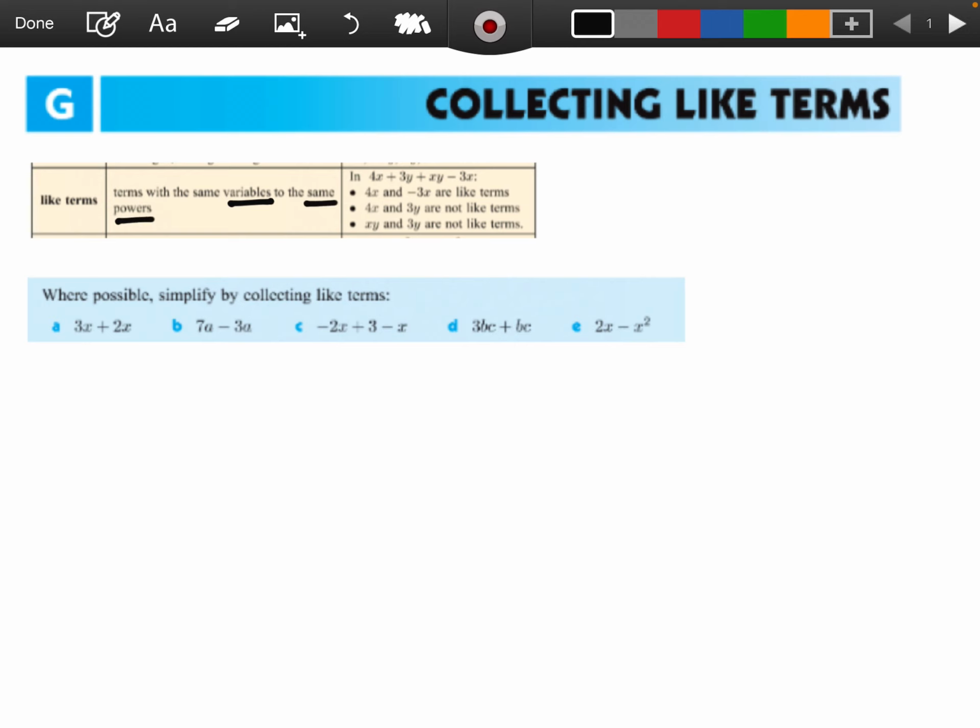You'll often hear it said that they're the same variable form, meaning that the terms have the same letters and all the same exponents on the same letters. If that criteria is met, then those are considered like terms.